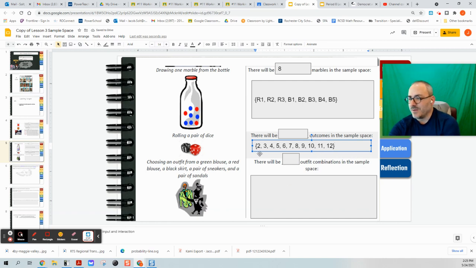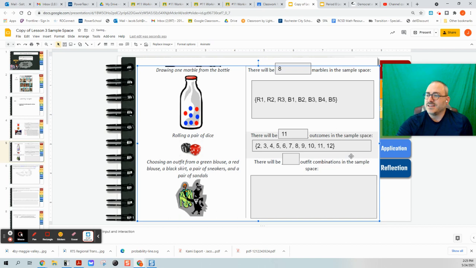How many possible outcomes are there here? There's 11, right? Let's count them. 1, 2, 3, 4, 5, 6, 7, 8, 9, 10, 11. 11 possible outcomes in the sample space.